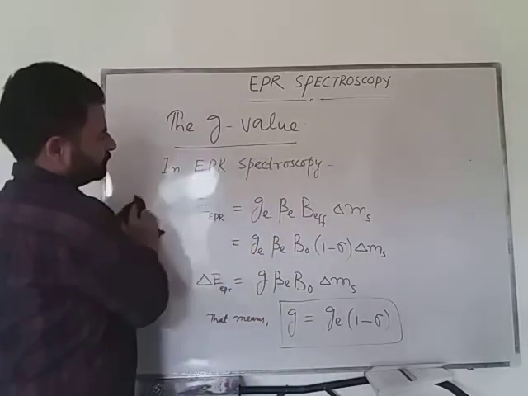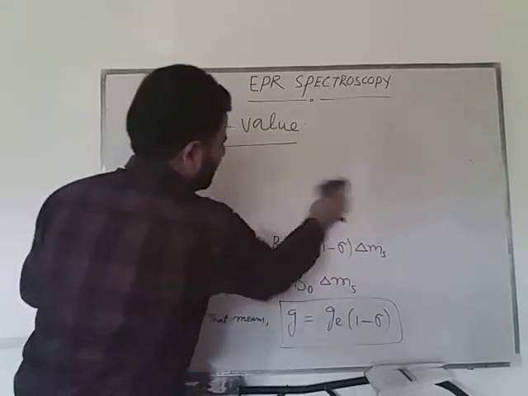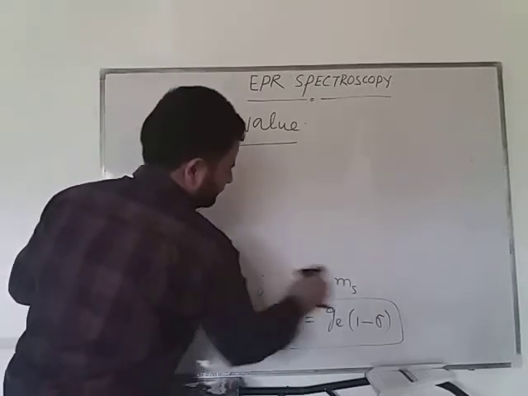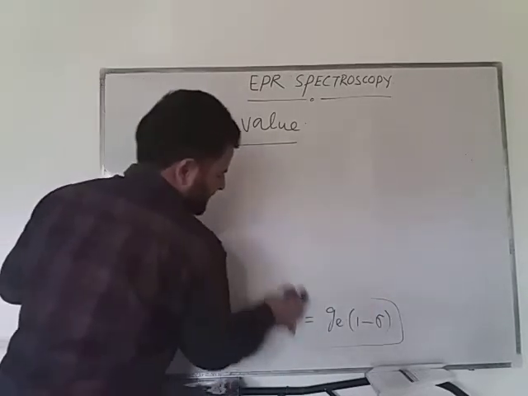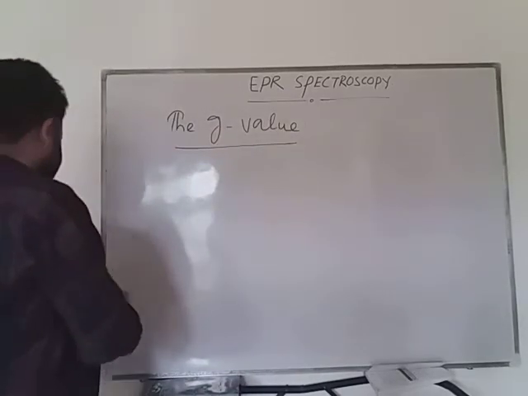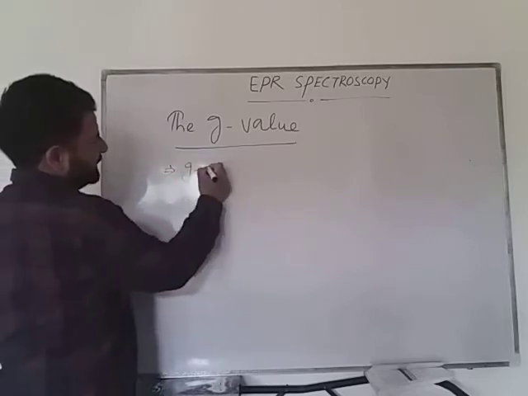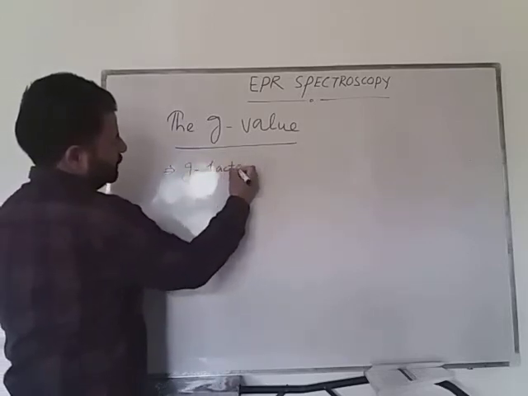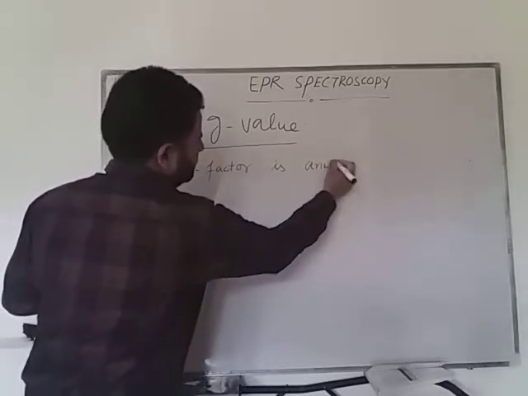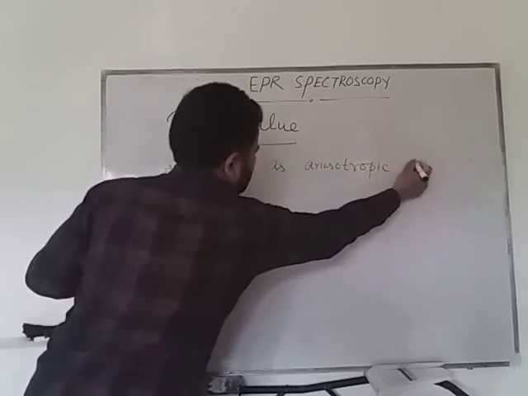Now we will see how the value of this G changes. It has been seen that the G factor or value is anisotropic in nature.